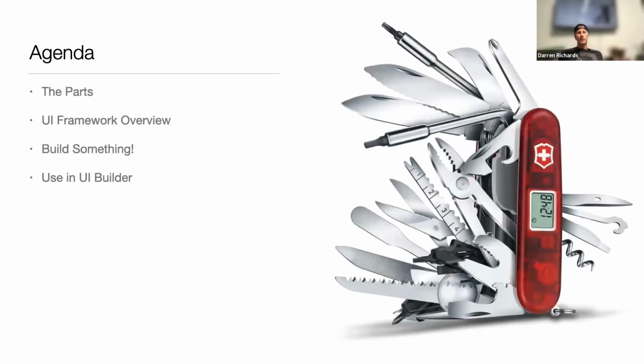So here's the agenda. We'll go over all the parts. So this is going to be all the moving parts associated with building a component, deploying it, getting it working in UI Builder. We'll do a framework overview. I'm going to do a bunch of live coding and try to build some components, and then we're going to upload that into UI Builder.